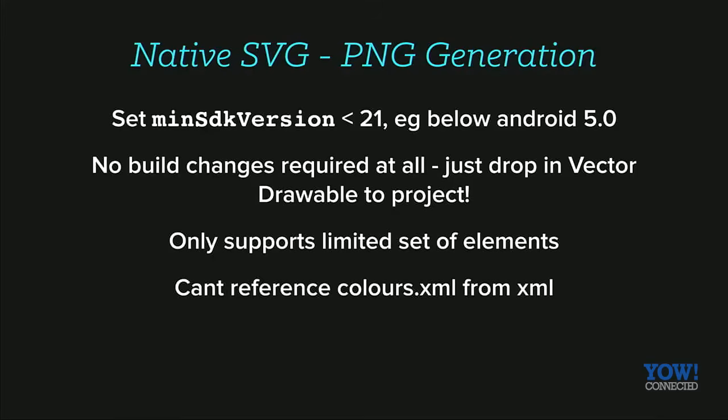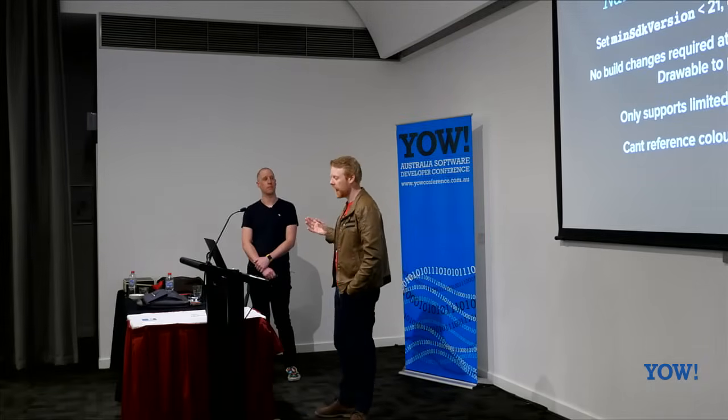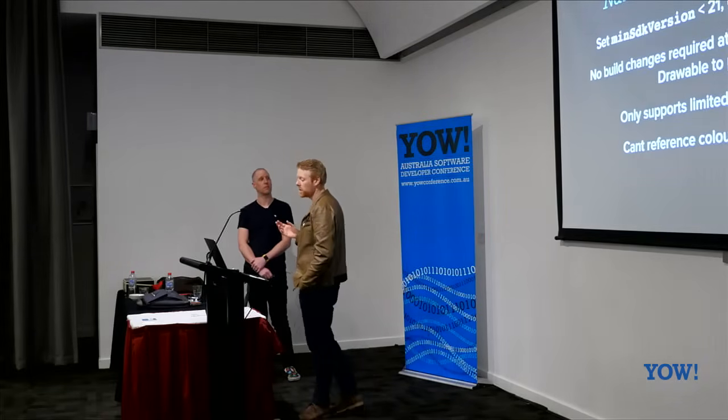If you have to support older versions of Android before Android version 5, which I think, unfortunately, a lot of people in this room would have to do. A lot of people I know still have to build apps that support the Android 4 series or Android 4.4. And you want to use vector drawables because vector drawables are awesome. It's actually quite simple. All you need to do is set your min SDK version to something below 21.